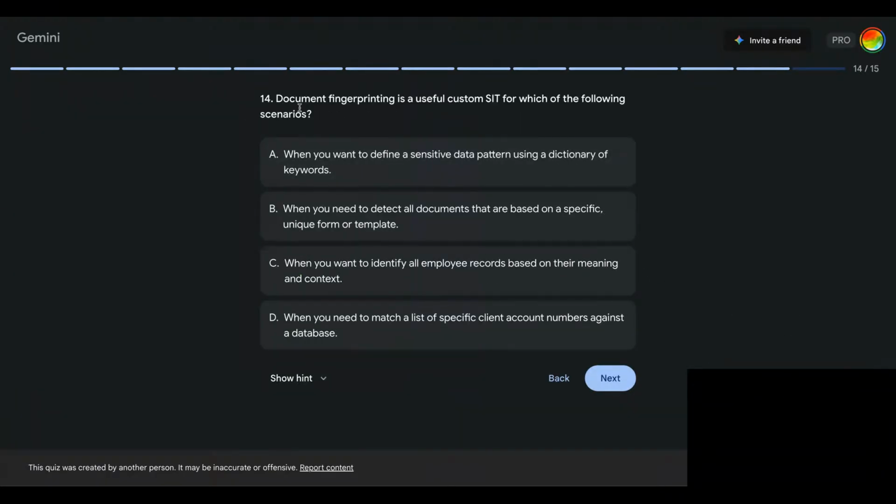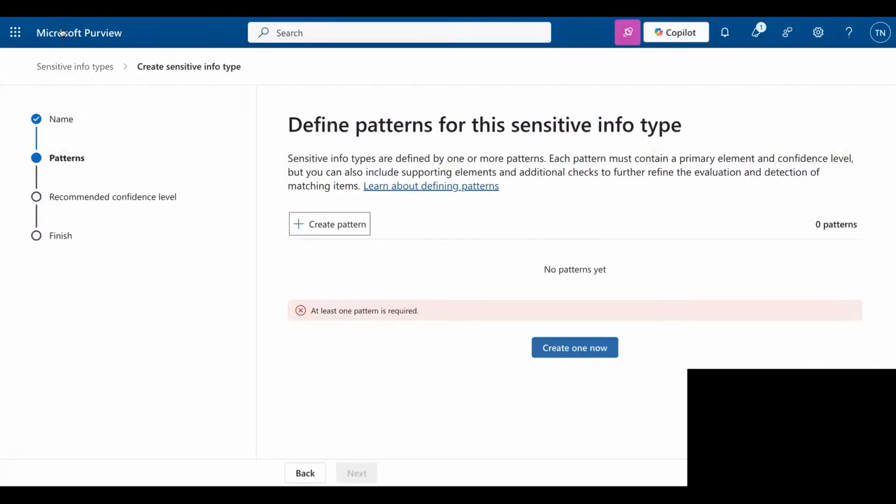Okay, let's look at this one. Number 14, document fingerprinting is a useful custom SIT for which of the following scenarios? So remember, you have to know what this means. Document fingerprinting. Let's go back to Microsoft platform, then you can see the document fingerprint.